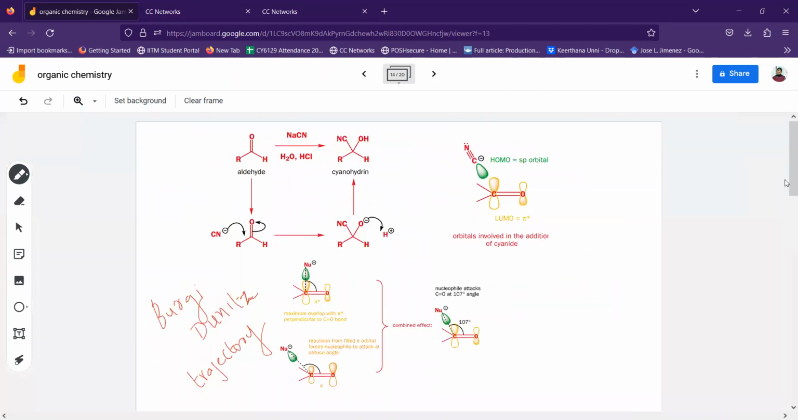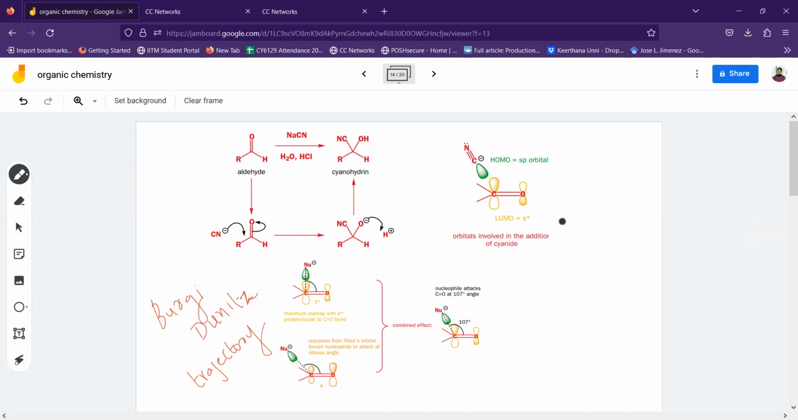Okay. Now moving towards this. NaCN, H2O, HCl. Aldehyde. This is the aldehyde. As I told you, this is our electrophilic center. We already explained, CN minus is attacking here. This is the product. H plus is taken up by this particular negative group, and cyanohydrin is forming. So here the HOMO is the sp orbital involved in the addition of cyanide, and the LUMO is the pi star orbital.